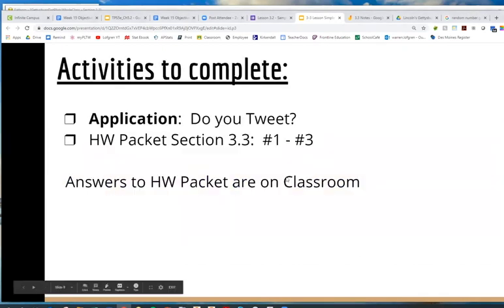Then here's how we're going to finish up. On the back of activity 3.3, there's an application question titled "Do you tweet?" about students using Twitter. I want you to work through that. The very first question asks how you could select a simple random sample of 50 students using a random number generator. I think we covered that, so I think you guys know how to do that.